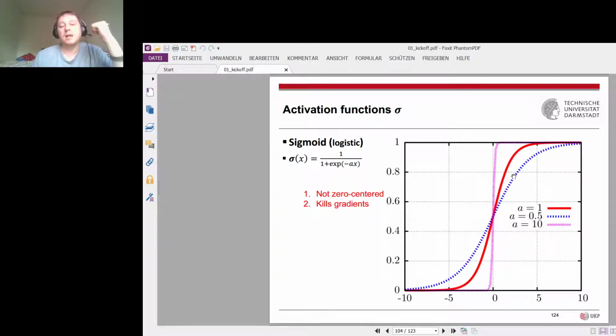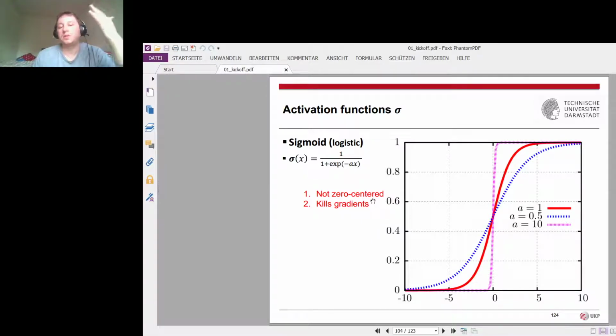But it kills the gradient. What does that mean? If you take the derivatives up here in the positive and the negative region, the derivative is the change of the function if you change the argument of the function, and here you see it's very flat, so the gradient becomes very close to 0. So it's not good in this region. Outside a small area around the value 0, the gradients become 0, and then optimization becomes difficult.